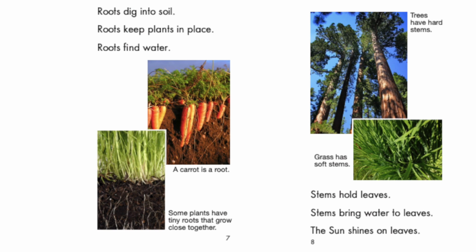Look at these images of roots. Did you know a carrot is a root? I know that's true because this book is about facts or truth. It is telling me that a carrot is the root of the plant. Some plants have tiny roots that grow close together. Look at these images. Trees have hard stems. Grass has soft stems.